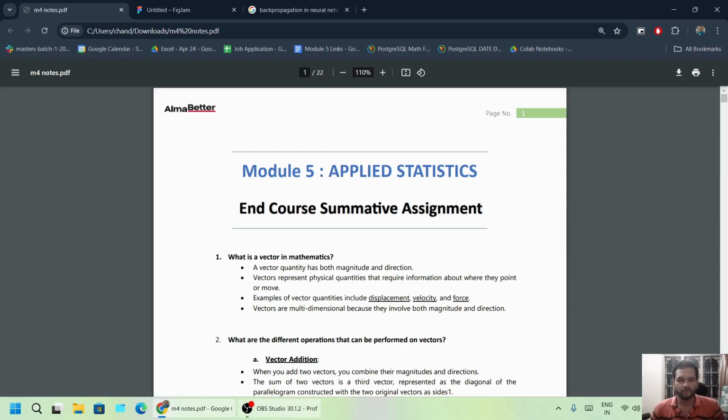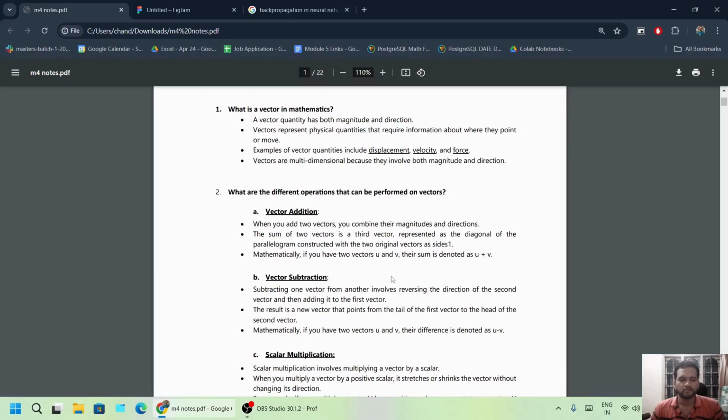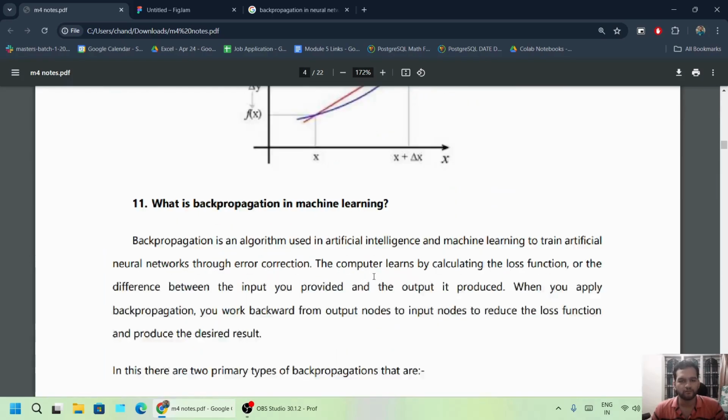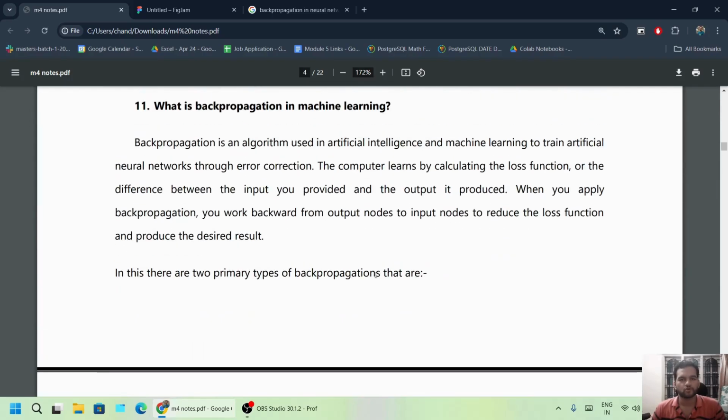And I will go ahead with my first question, that is, what is backpropagation? This is the backpropagation question and answer. Backpropagation is an algorithm used in AI and ML models to train the artificial neural networks through error corrections. Let us go ahead with my Figma dashboard where I can explain it to you correctly.